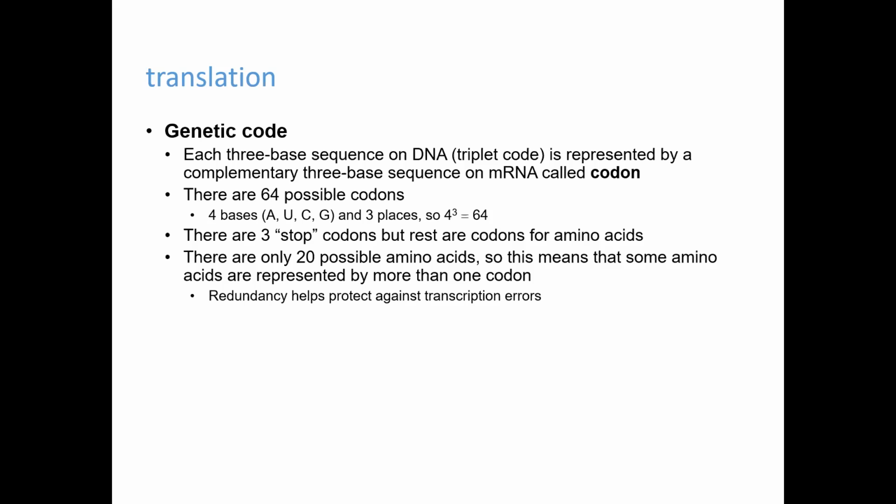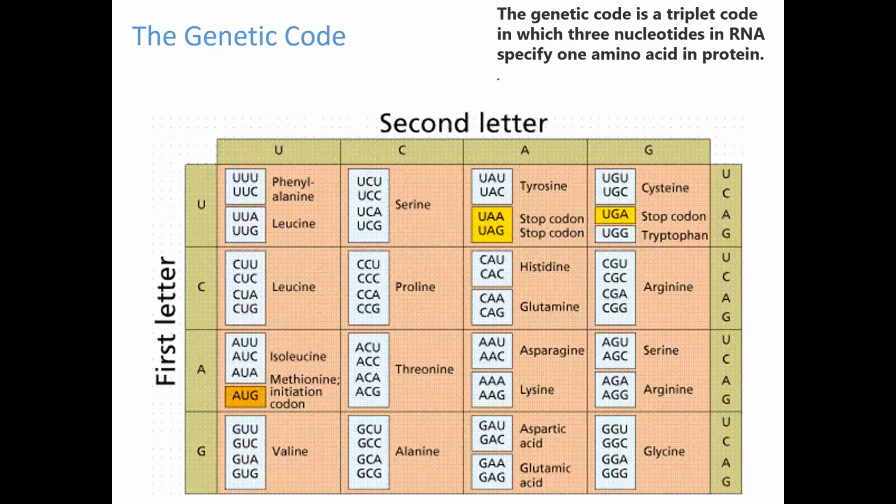So what do you have to remember from this? There are 64 possible codons. There are only 20 amino acids, so we have redundancy. Now this chart at first glance looks very confusing. I'll be the first to admit that. But what this does is show you all 64 combinations and the amino acids they specify.